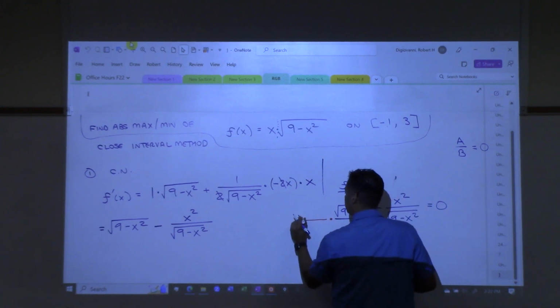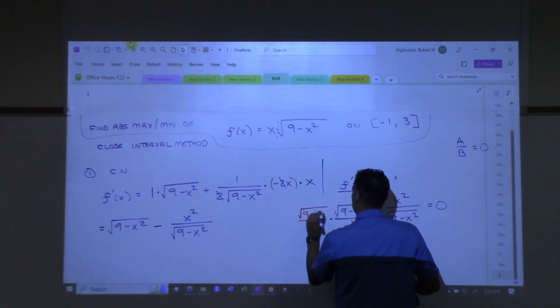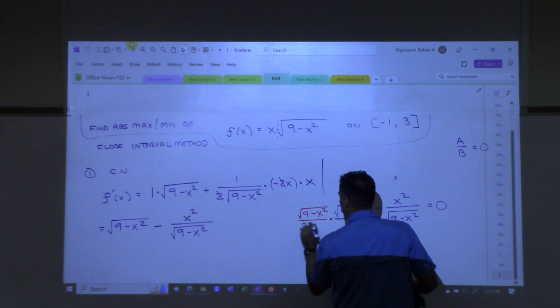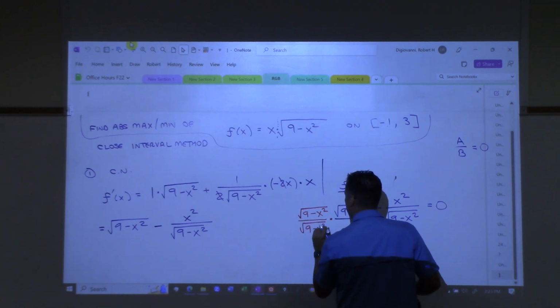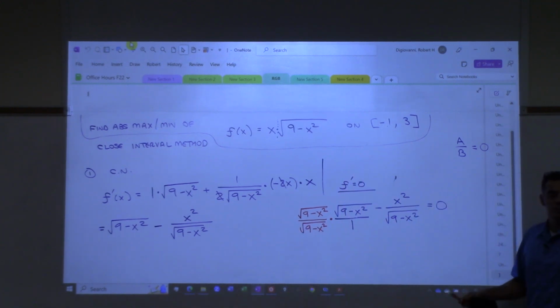Would it also work if I just multiply both sides by that? That's what I'm saying, there's other algebra you can do. I just hope that you do everything correctly. It should work as long as you don't break any rules of algebra.